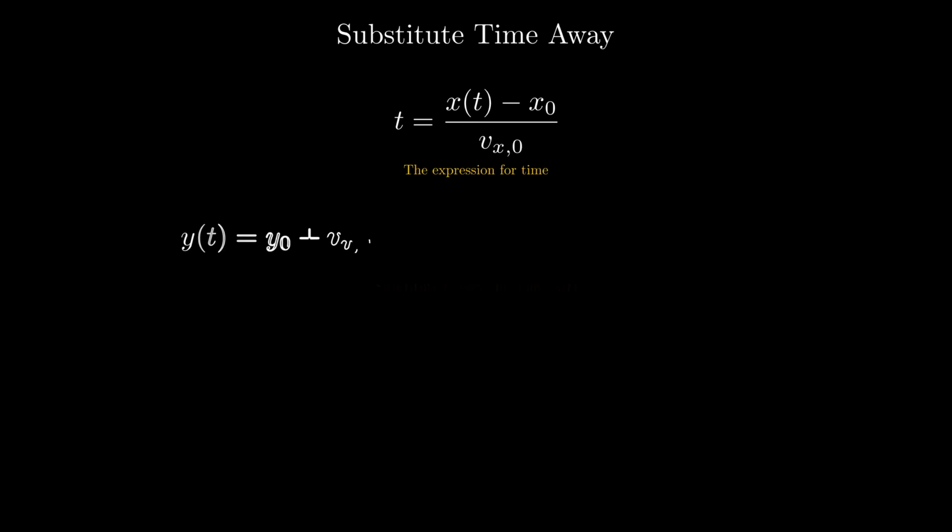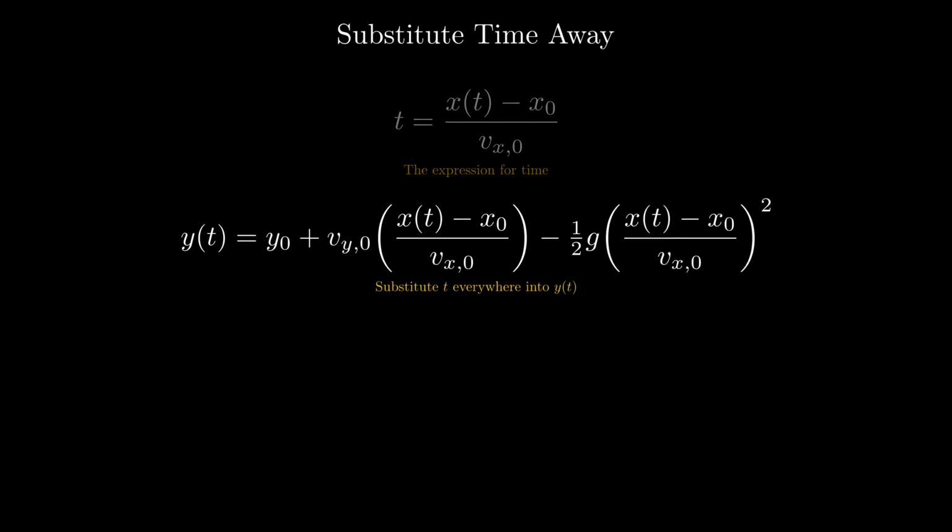Take that expression for time and drop it into the vertical equation everywhere t appears. Wherever the y equation had a t, we now write x minus x naught, all over Vx naught. The linear term becomes Vy naught times that fraction. The t squared term becomes 1/2 g times that same fraction squared. Notice the squared bracket. That is what will give us a parabola, an x squared term.